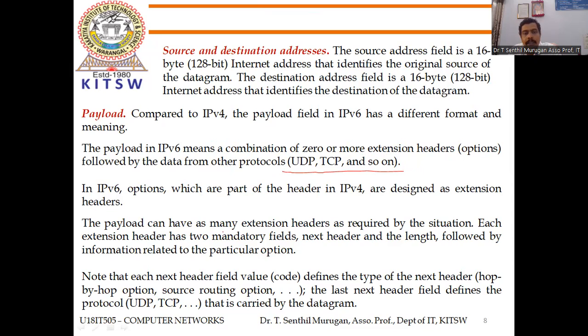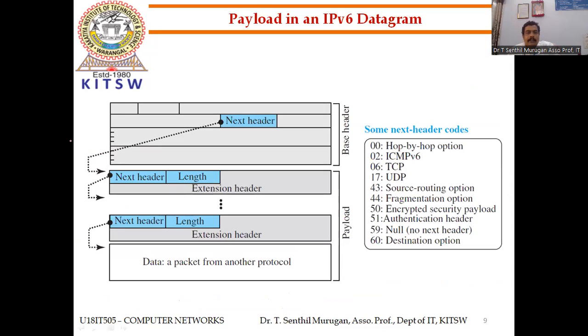Okay. So in case many extension headers are required by the situation, each extension header has two mandatory fields, next header and length, that will be added with it. There is the allowance of a next header; that is also one of the options for IPv6. So this next header is providing the next extension header. In that next header information, length should be there. Then if there is any next header, it will be shown like that. So many headers will be there, but in the payload itself, finally the data will be there.